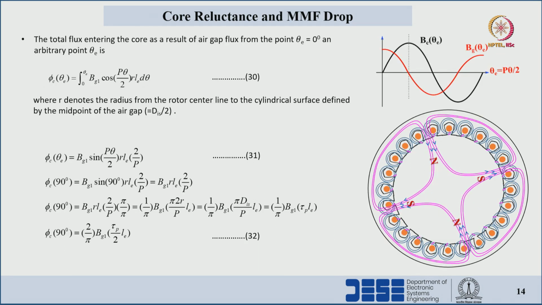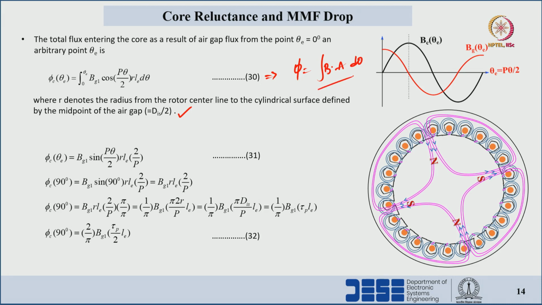The flux at the core we can calculate with respect to the integral of B into r Le d theta, where r represents the radius from the rotor center line to the cylindrical surface defined by the midpoint of the air gap, that is r equals Dis by 2, and Le is the length of the core. B into A, this equation 30, is nothing but phi equals integral of B A d theta.